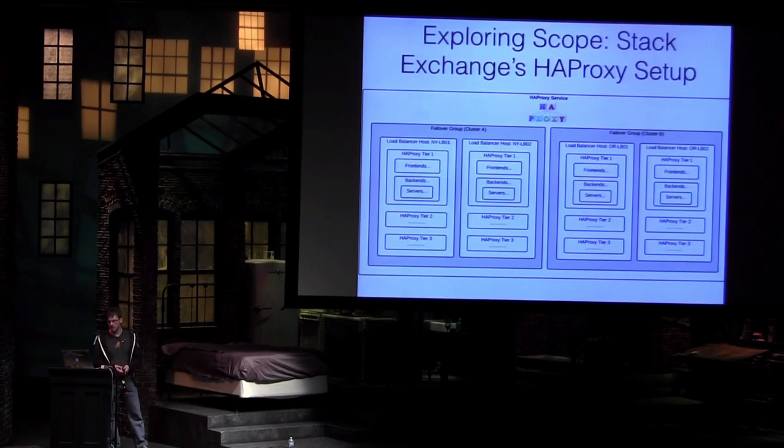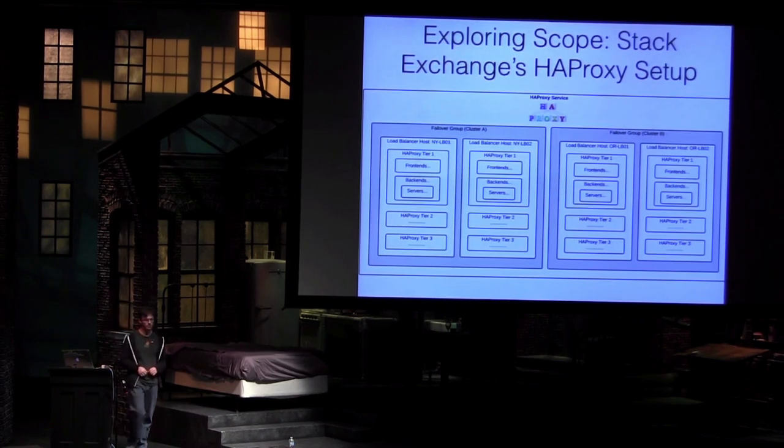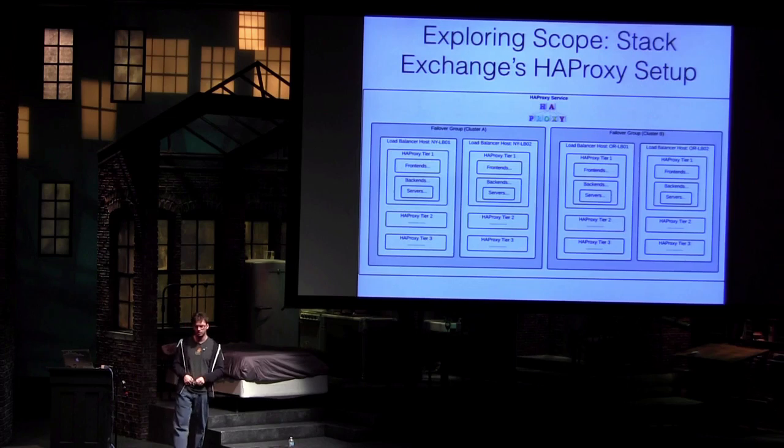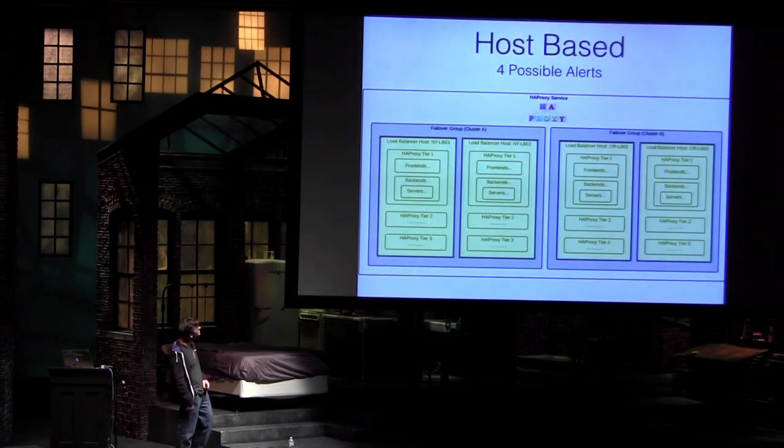Within those clusters, we have load balancers. Within those load balancers, we have tiers. Those tiers are different processes, instances of HA proxy running. Within those instances, we have front ends. Front ends point to multiple back ends, and back ends can have multiple servers. So there's lots of things going on here.